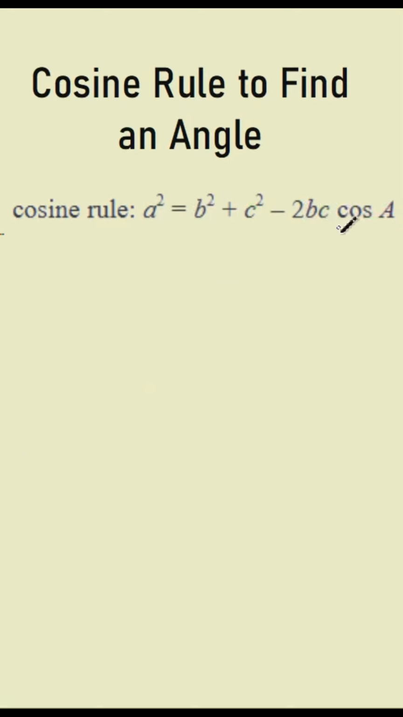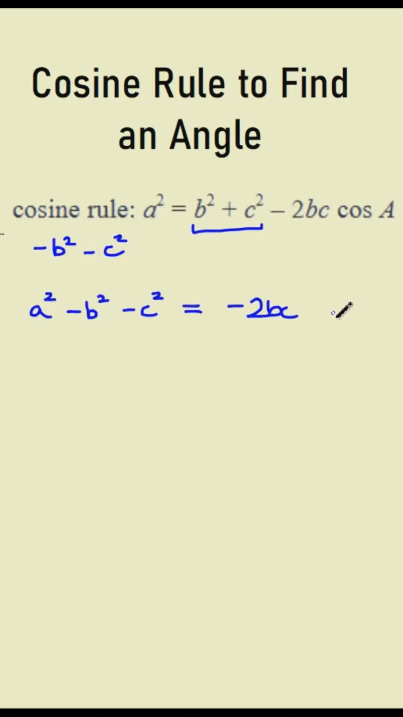So the first thing we need to do is we need to remove the B squared plus the C squared and take it over to the other side. So we're subtracting B squared and we're subtracting C squared from both sides. That gives us A squared minus B squared minus C squared equals negative 2BC cos A.